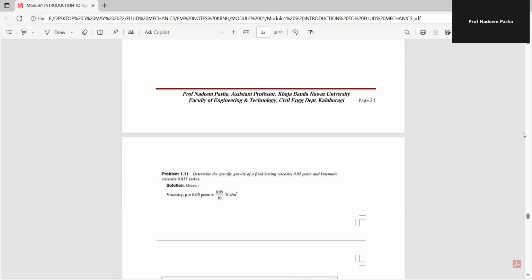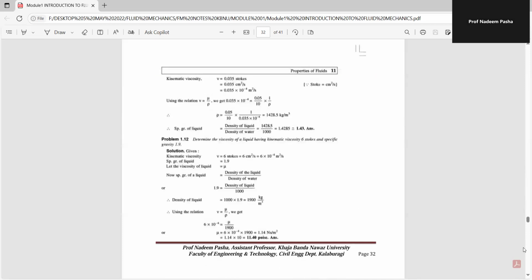So what do you need to calculate? You need to calculate specific gravity. So viscosity mu is equal to 0.05 poise, so it comes out to be 0.05 divided by 10 Newton second per meter square. Kinematic viscosity V is given as 0.035 Stokes. In order to convert this into meter square per second, multiply by 10 raised to minus 4. So kinematic viscosity comes out to be 0.035 into 10 raised to minus 4 meter square per second.